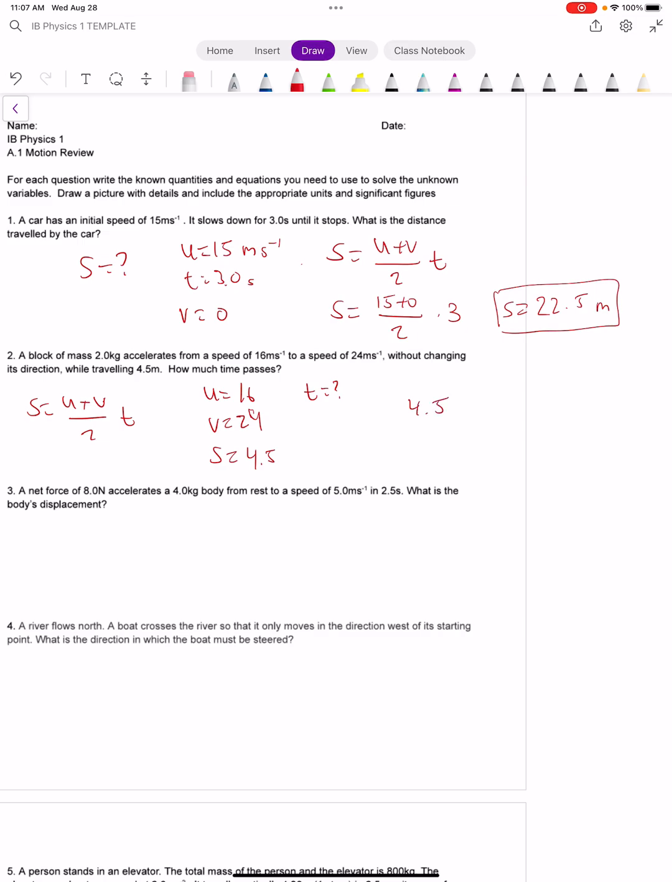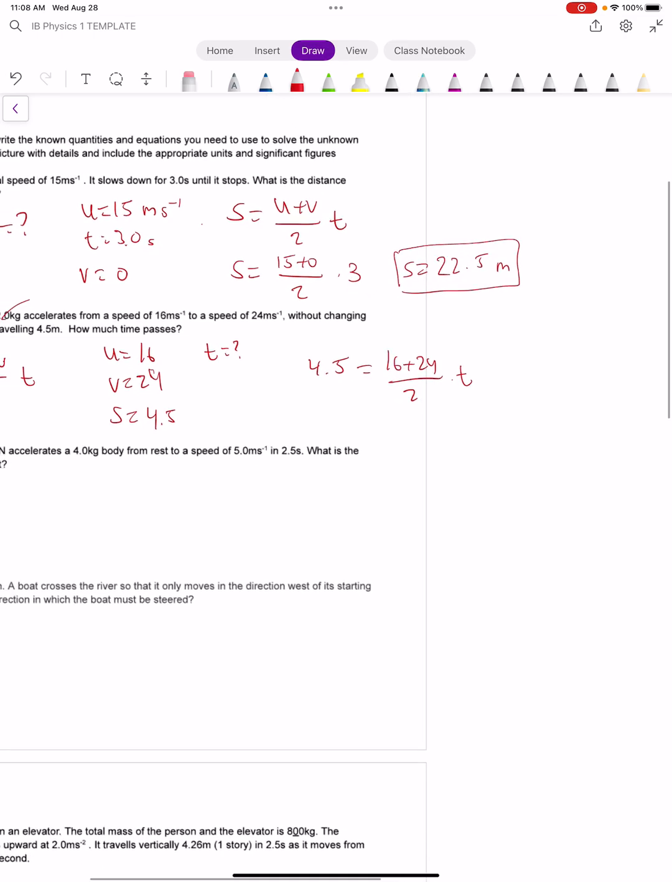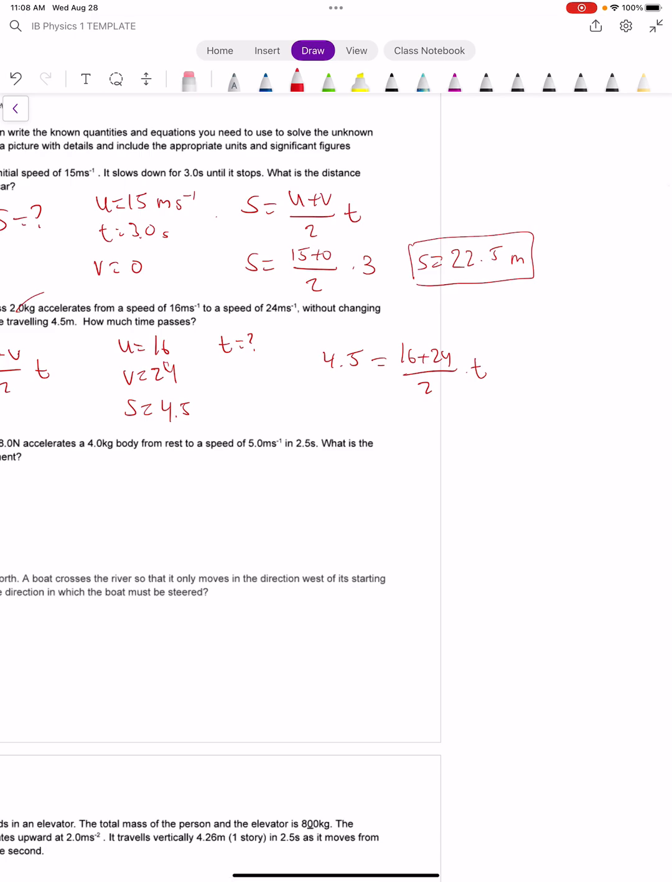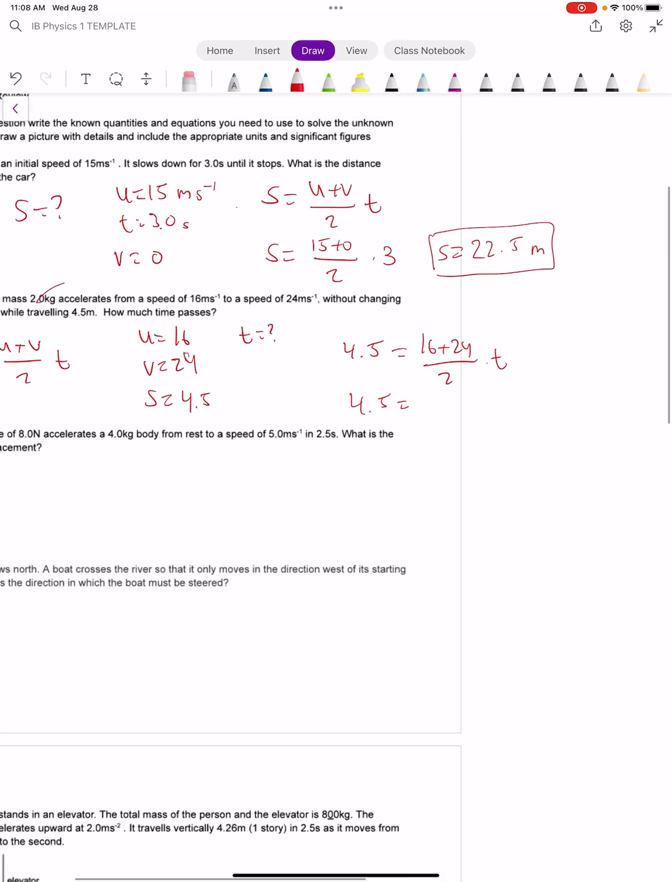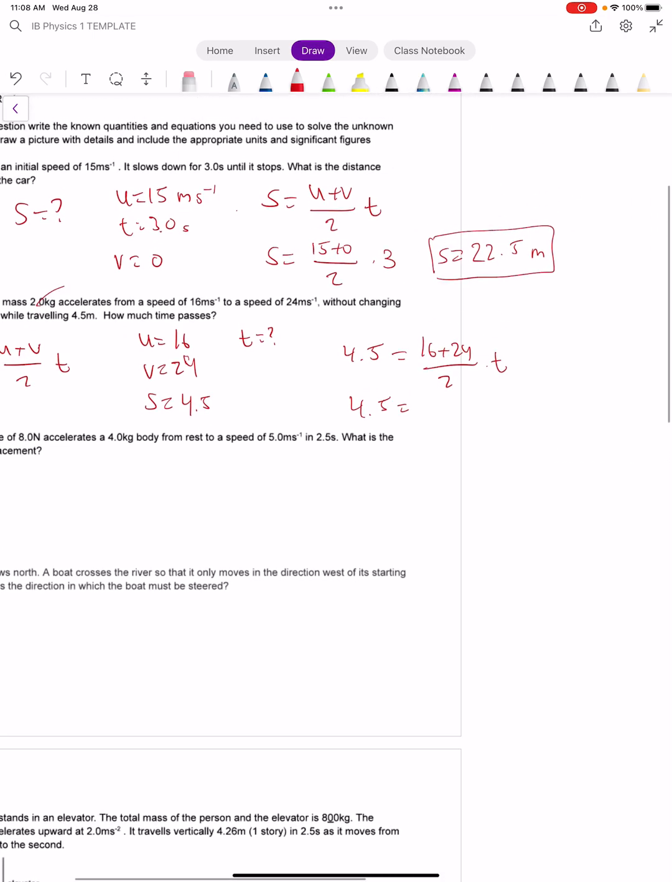4.5. Oh, by the way, we don't care about mass. So these problems are kind of like hinting at future problems where we will need to know about mass, but in this question you don't. 16 plus 24 divided by 2 times t. Okay, so we're going to use some algebra. Basically, we're going to solve for this part here. So 16 plus 24 is 40. 40 divided by 2 is 20. And then we get t here.